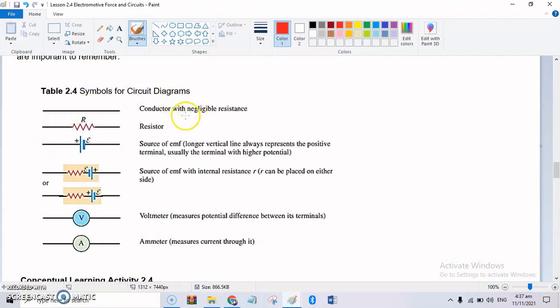of circuit diagrams. A conductor with negligible resistance will always be a straight line. When there's a resistor, the resistor is just like this. Source of EMF is a positive and negative terminal that has a sign E in here. Source of EMF with internal resistance r can be placed on either side. So if there's an internal resistance, meron siyang highlight. Okay? Longer vertical line always represents the positive terminal. Longer vertical line is always the positive terminal and usually the higher potential. So the longer is the positive and the shorter is the negative terminal. So again, voltmeter has this symbol and ammeter has this symbol.